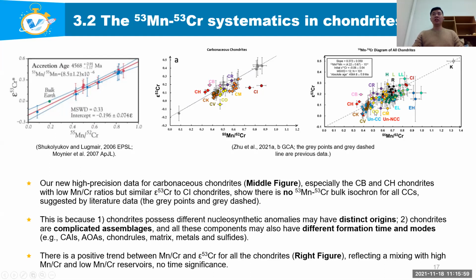However, when I combined all the data for all different kinds of chondrites, we can see a positive trend between manganese-chromium ratios and epsilon 53 chromium values. I think this mostly reflects a mixing between high manganese-chromium and low manganese-chromium reservoirs, and this is most likely a mixing line with low time significance.